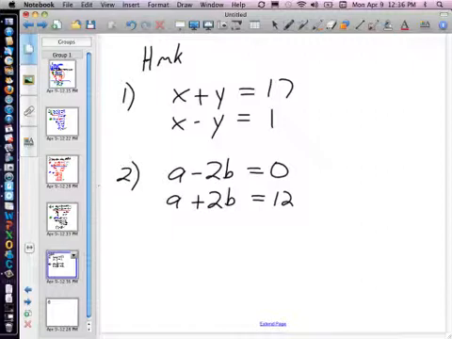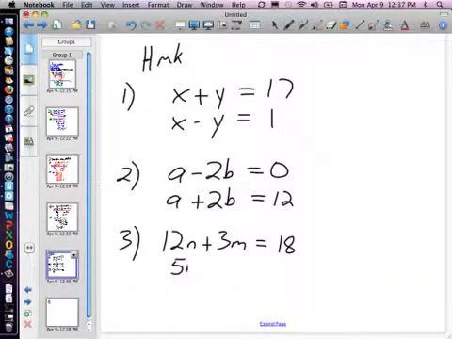And let's do one more. These should be pretty quick. Let's try 12n plus 3m equals 18. And the second equation for that is 5n plus 3m equals 4. All right. Enjoy those 3 problems.